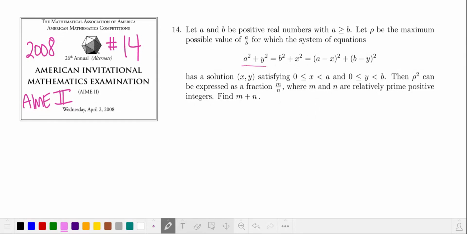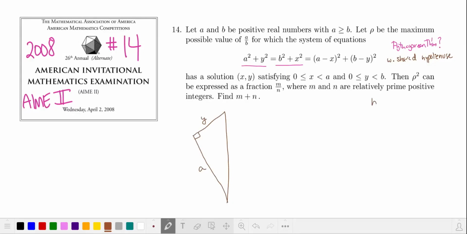These sums of squares suggest Pythagorean theorem with a shared hypotenuse. So that might look something like this. This will be the hypotenuse, and the legs will have lengths A and Y with a right angle here. B is less than A, so we'll draw another right angle here. So we have this quadrilateral.